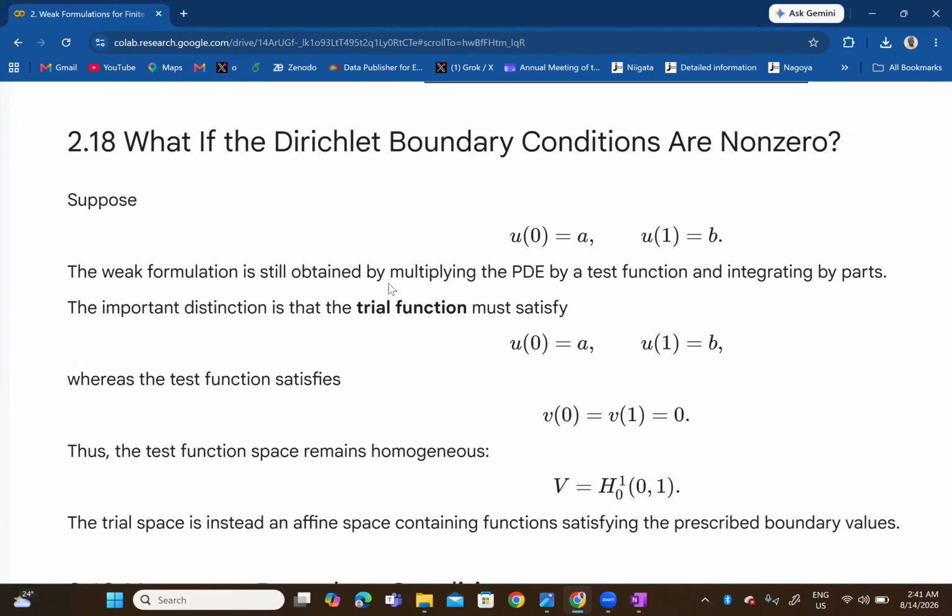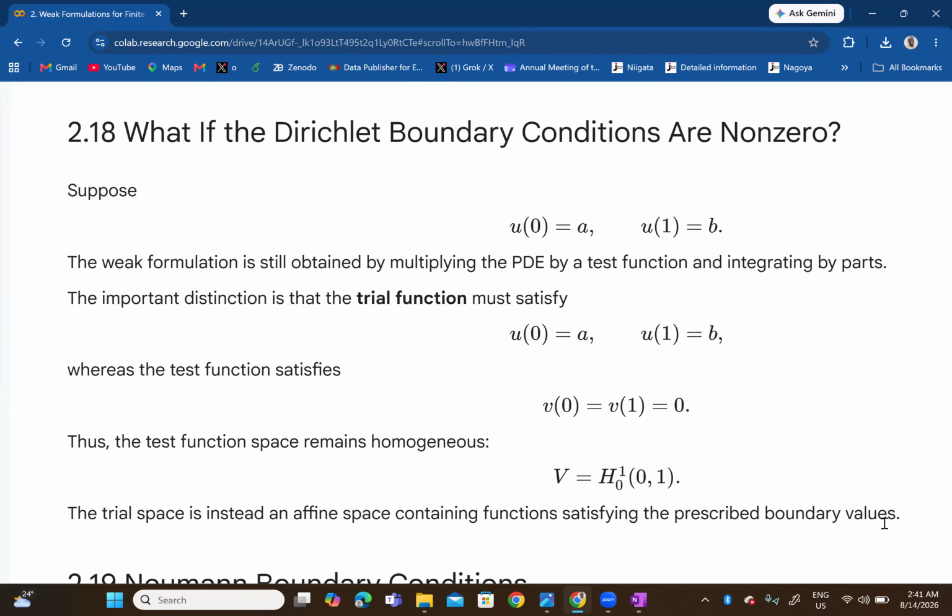So the weak formulation is still obtained by multiplying the PDE by a test function and integrating by parts. The important distinction is that the trial function must satisfy u of 0 equals a and u of 1 equals b, whereas the test function still satisfies v of 0 equals v of 1 equals 0. Thus, the test function space remains homogeneous, the Sobolev space H0 1 on the domain 0 to 1. The trial space is instead an affine space containing functions satisfying the prescribed boundary values. So even if the Dirichlet boundary conditions are non-zero, we still have that.